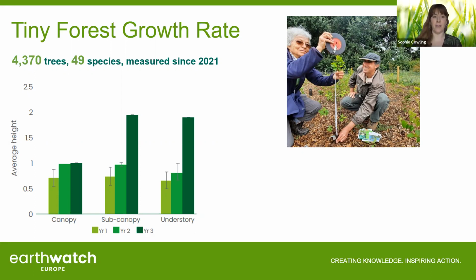So that's really interesting, and that also means they'll have stored a lot more carbon in that year as well. And you can see, unusually, that the canopy, which is usually our tallest trees, have grown quite slowly in comparison and are currently smaller than the subcanopy and understory trees. But we'd expect this. Canopy trees tend to be much bigger and they tend to live for much longer.